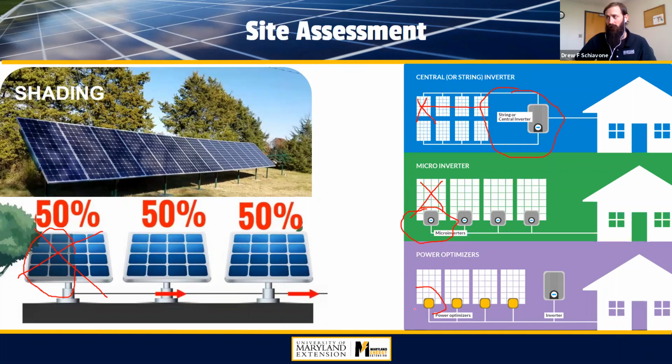The optimizer example in the bottom works the same way. It's just optimizing the DC signal. You'll still have to have an inverter with that, but it offers you the benefit that if one of those panels goes down, for whatever reason, you still have a viable working system.